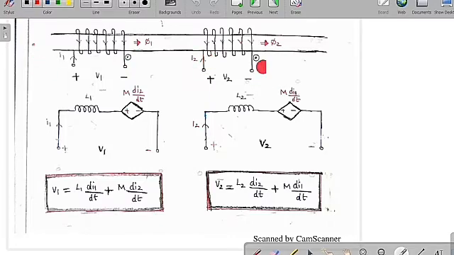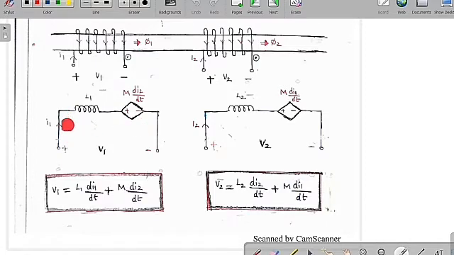So therefore you can see still the fluxes are in the same direction, so the overall flux is going to get added. Then you have to go for V1 equal to L1 into di1 by dt plus M into di2 by dt. So if you draw in terms of the circuit diagram, always current goes from plus to minus, here also plus to minus.